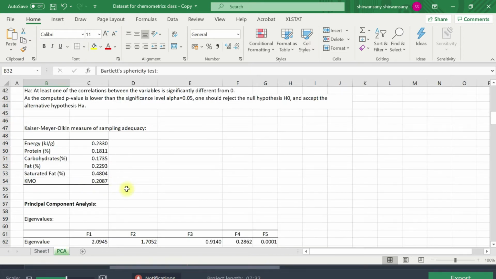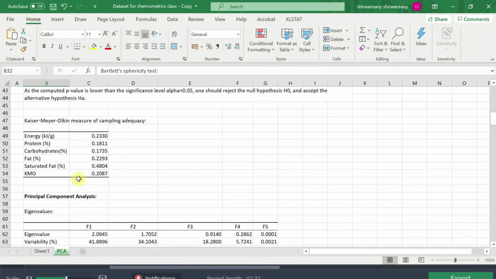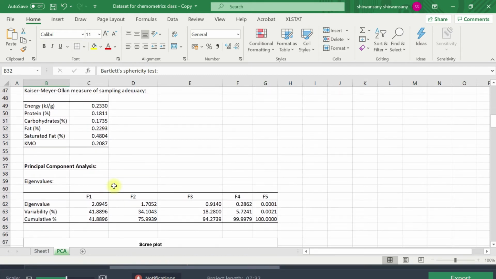For the KMO value, the best value should be more than 0.5, and if it can reach one, that means the data set we employ in this principal component analysis is enough for that purpose. Since the result we have here is 0.2087, but we assume that our data set is adequate for PCA, we just discuss the result along the way. We don't focus on the KMO value. But bear in mind, this KMO value is very low, and that indicates our data set is not enough for PCA.